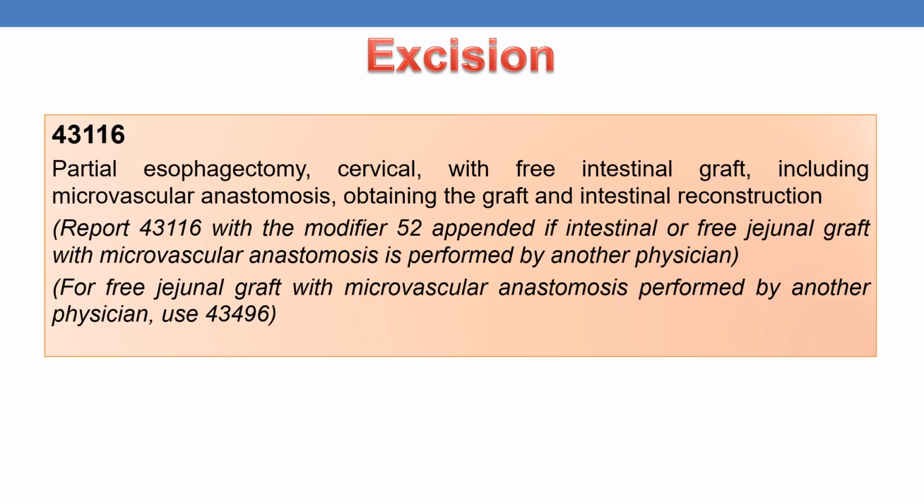The next CPT is 43116. It deals with partial esophagectomy, cervical with free intestinal graft, including microvascular anastomosis, obtaining the graft and intestinal reconstruction. And report 43116 with modifier 52 appended if intestinal or free jejunal graft with microvascular anastomosis is performed by another physician. The next note is for free jejunal graft with microvascular anastomosis performed by another physician, use 43496.